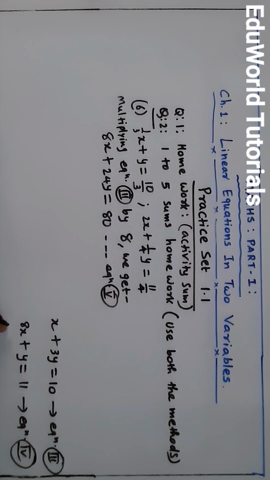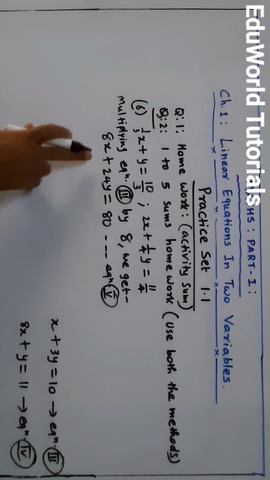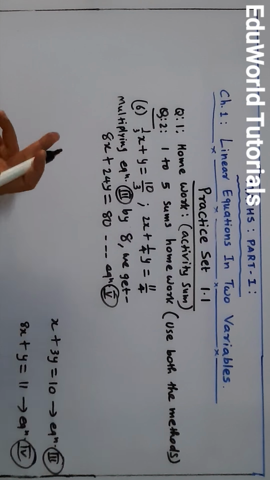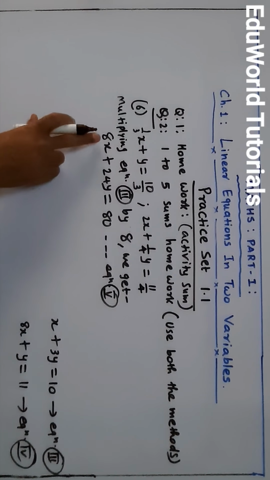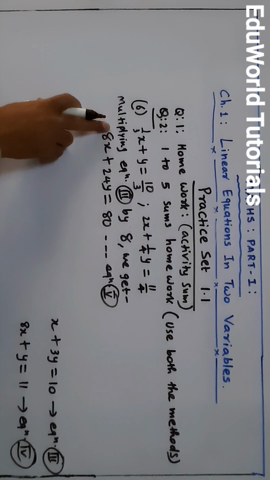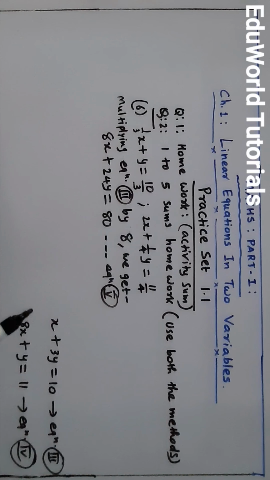Why? Because now I see that the coefficients of x are equal. Now we have equated the coefficients. Now I will add or subtract. There is another question, adding or subtracting. See, if the coefficients are equal and they have the same sign, plus plus or minus minus, then we subtract the equations. Please remember this rule. If the coefficients are equal and they have the same sign, either both positive or both negative, then we subtract.